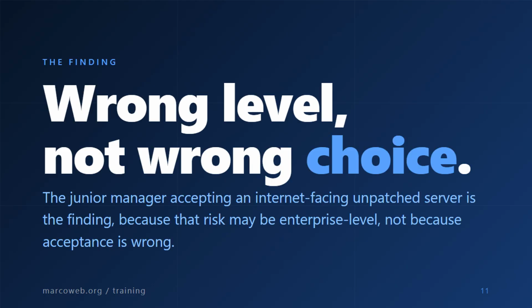Which is why the junior manager's acceptance is the finding, and notice why. Not because acceptance is wrong, and not because unpatched servers are always unacceptable. It is the finding because an internet-facing unpatched server may carry enterprise-level exposure, and a junior manager is not positioned to accept that on the organization's behalf. The right move is to escalate the acceptance to a level of authority that matches the risk.